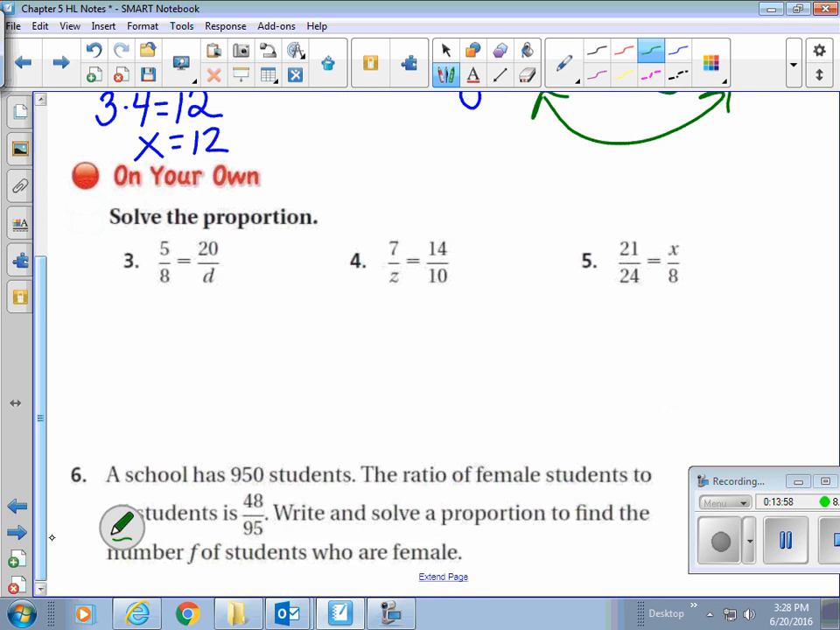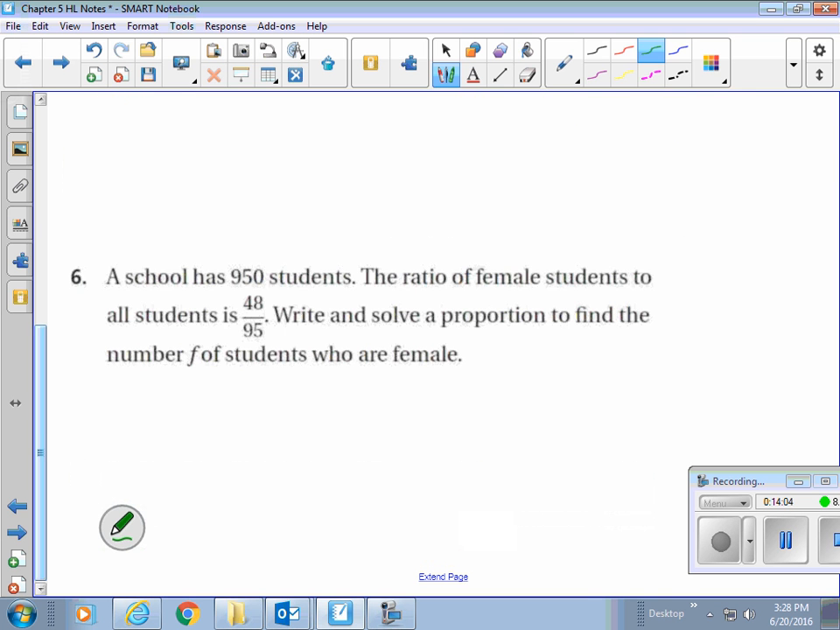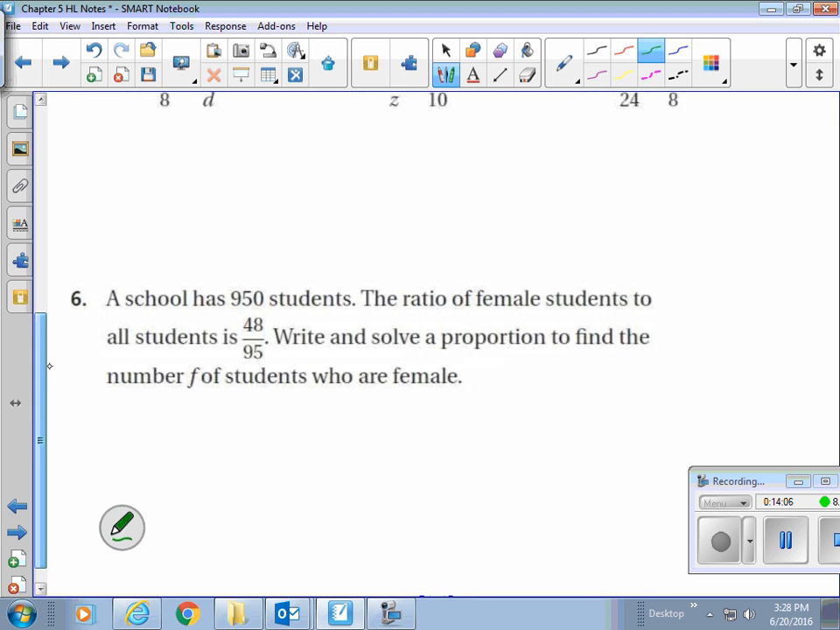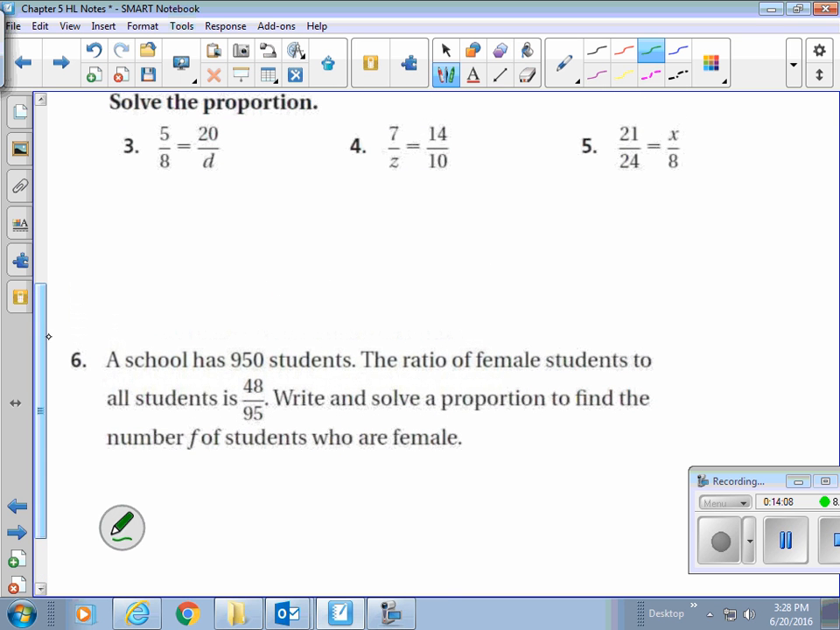So see if you can look for mental math in numbers 3, 4, and 5 and do those on your own. And also see if you can solve for number 6 on your own as well, where they want you to just write and solve a proportion to find the number f of students who are female. So pause the video, see if you can answer those 4 questions, and then come back and check your answer.